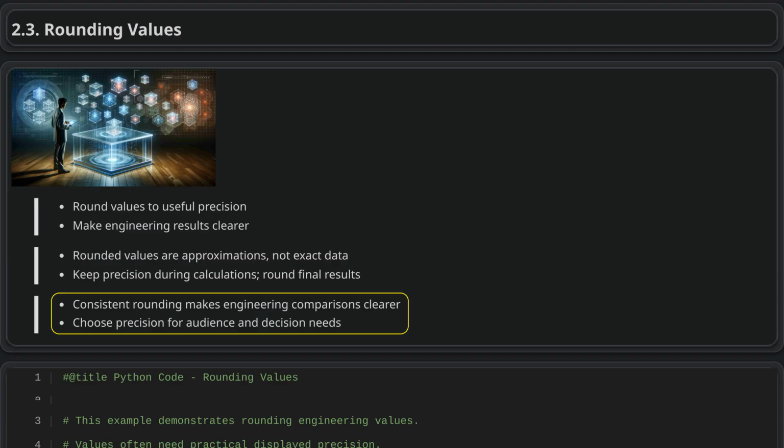Rounding helps present engineering data consistently, making comparisons clearer and easier to understand. It improves readability for stakeholders who need quick insights without unnecessary detail. Responsible rounding matches the level of precision to the audience and the importance of the decision, so data is communicated with clarity and professional judgment.